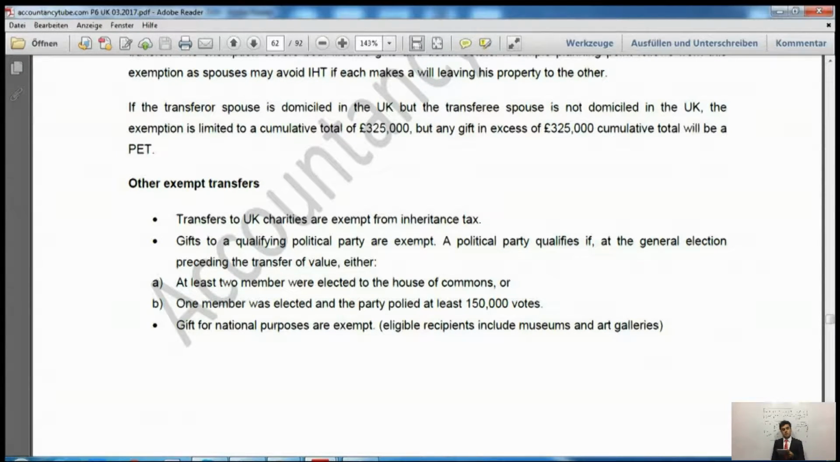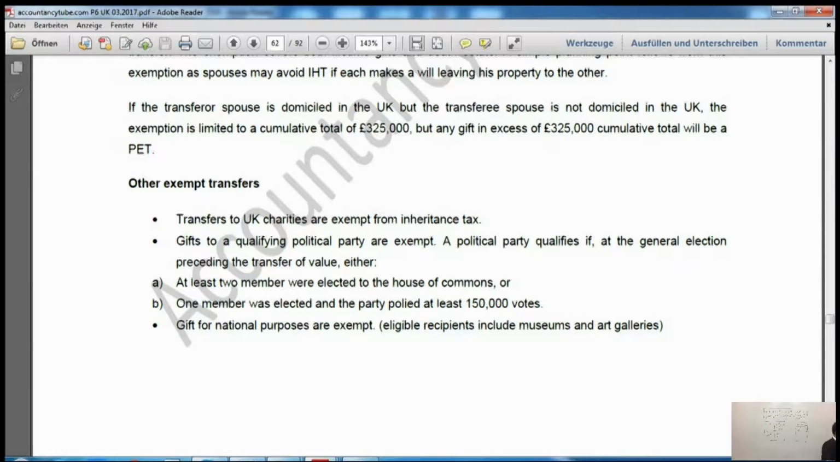But how to determine if a political party is qualifying or not? There is a criteria. And below that, if you can see, the party has to fulfill either of those. Not you, but the political party has to fulfill either of those. The criteria is that at least 2 members were elected to the House of Commons, or 1 member was elected and the party polled at least 150,000 votes. So 1 member was elected, but the votes were 150,000 or more. In that case, it would be a qualifying political party.